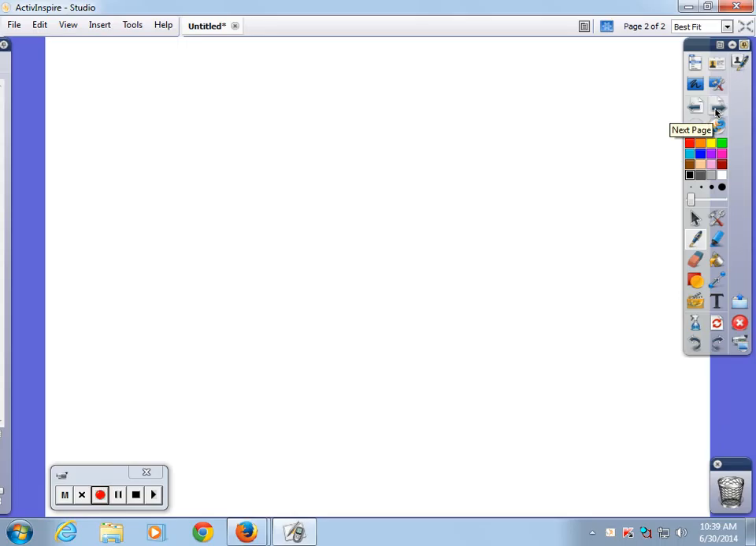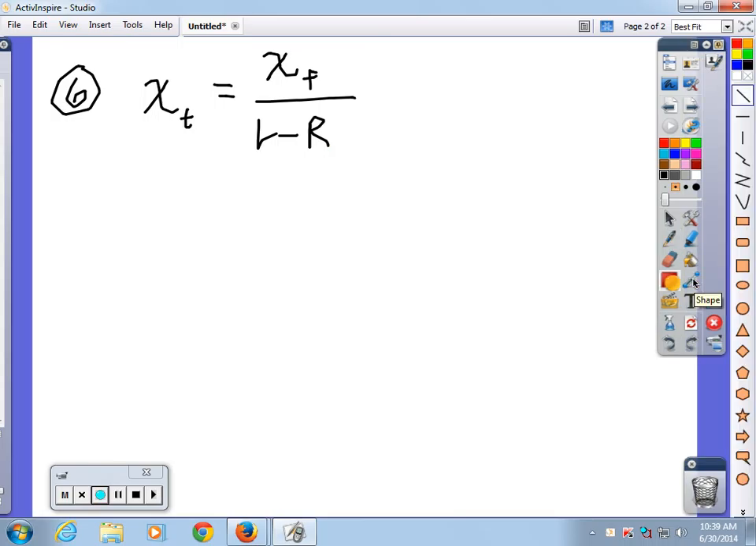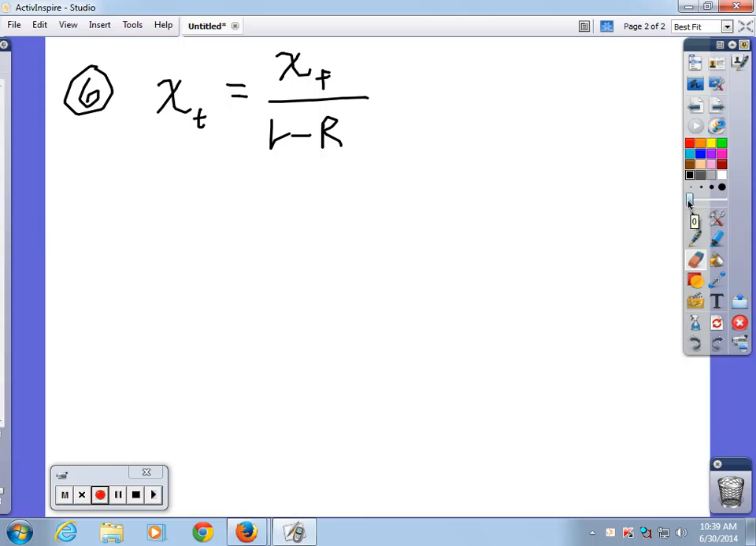This is number 6. And it says x of t is equal to x of f over 1 minus r. I'll have to hold on a minute. I've got to erase my little tails that it puts on here. There. And that's x of f. I know you can't see that, so I'll erase that and redo it. There.